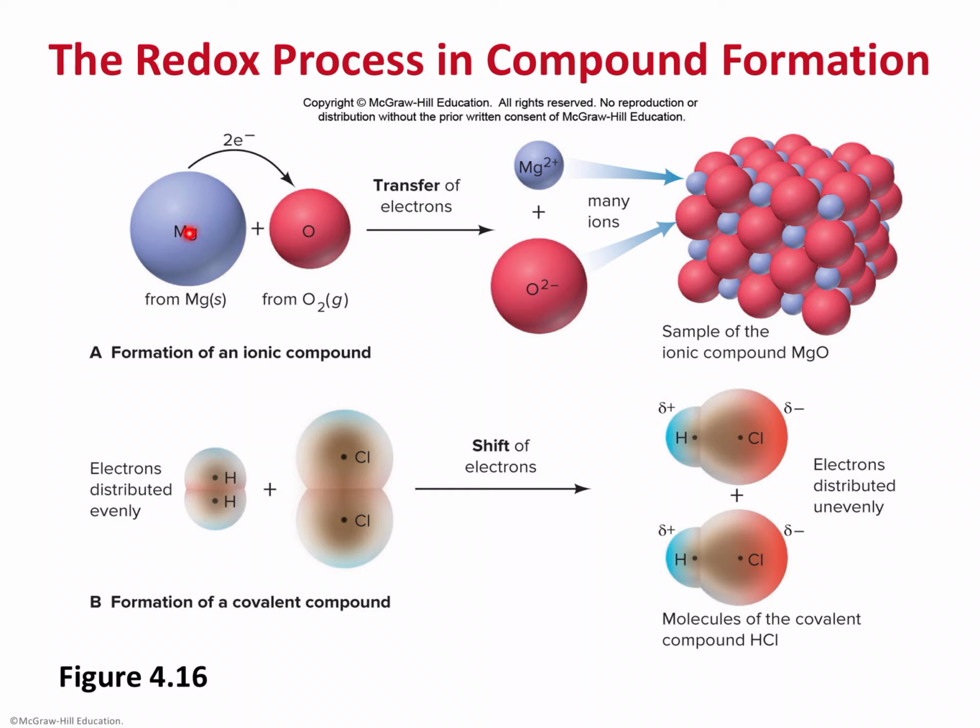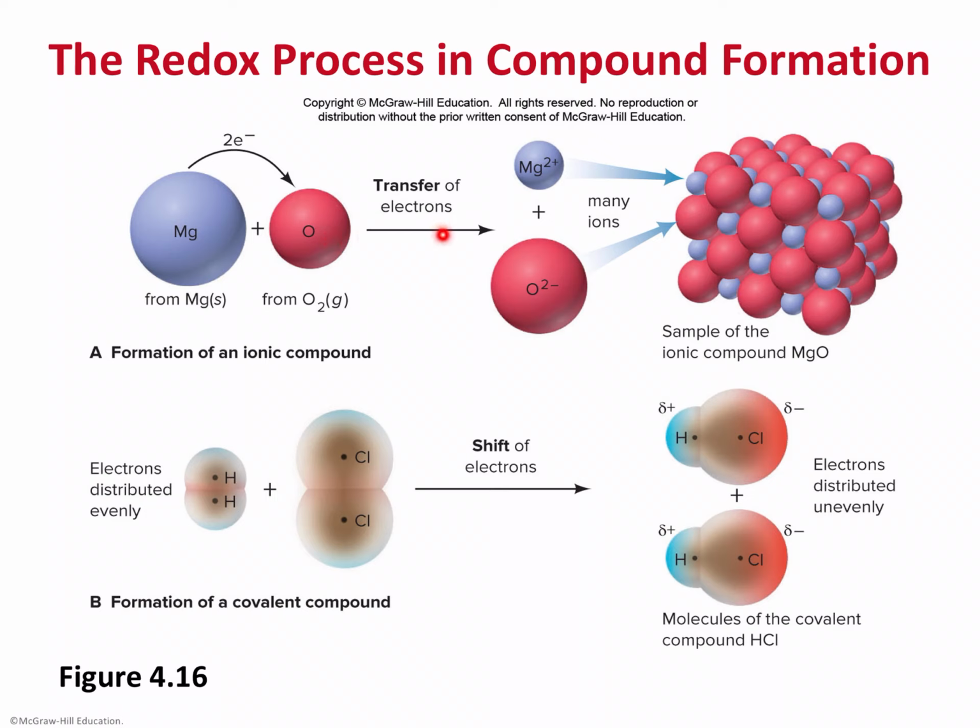So what is happening to magnesium if it loses electrons? Magnesium is undergoing oxidation. What about oxygen? Oxygen is taking 2 electrons. So oxygen is undergoing reduction. Who is the reducing agent? Magnesium is the reducing agent. Oxygen is the oxidizing agent.